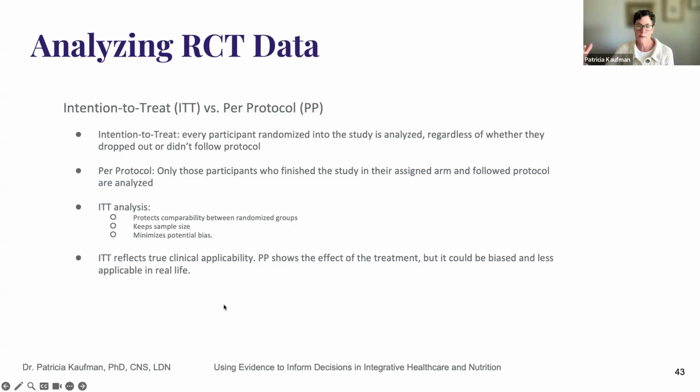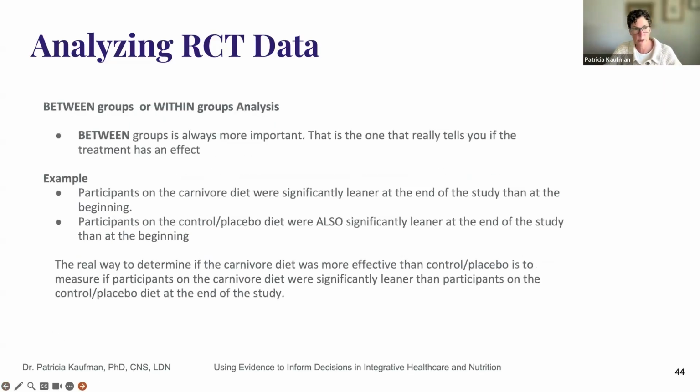Because say it's a ketogenic diet versus Mediterranean diet, and those in the ketogenic diet, 25% dropped out. So are you going to get accurate data? Because you don't have the same numbers in each group. So your analysis will be off.